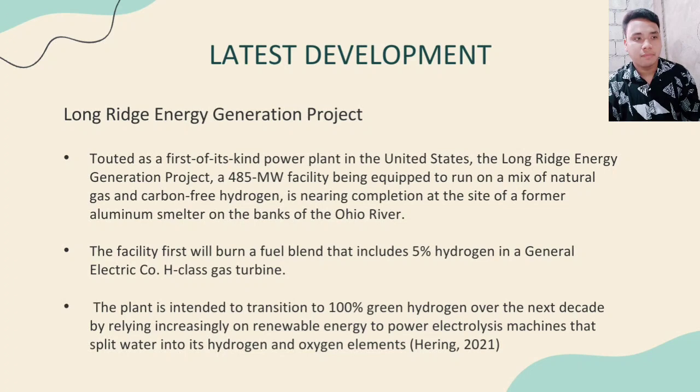The facility first will burn a fuel blend that includes 5% hydrogen in a General Electric H-class gas turbine. The plant is intended to transition to 100% green hydrogen over the next decade by relying increasingly on renewable energy to power electrolysis machines that split water into its hydrogen and oxygen elements. Hearing 2021.